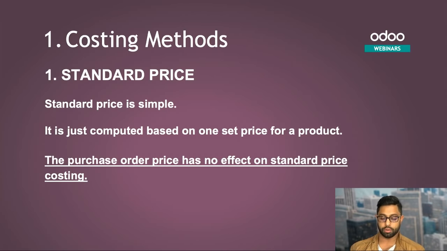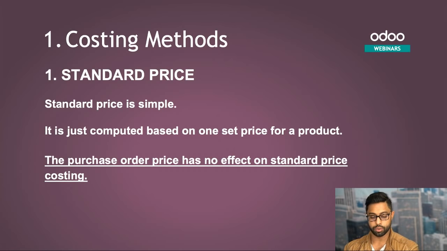So there's two functions here. Obviously, you're going to buy something at a specific price, and then you're going to associate that price with your valuation. With standard price, you set that price because you know what it costs, and that is the only thing that's taken into account. And I'll show you that in just a moment.